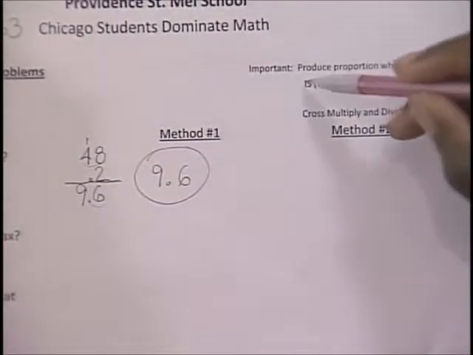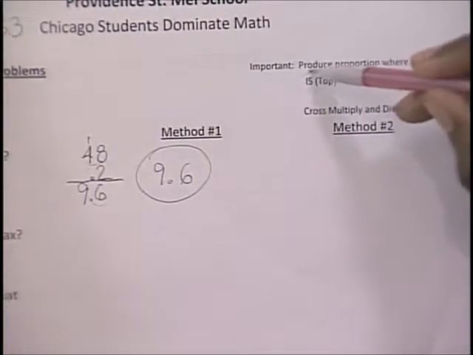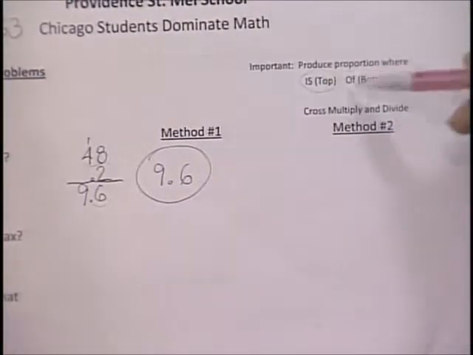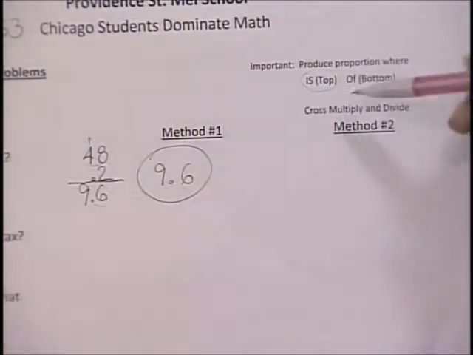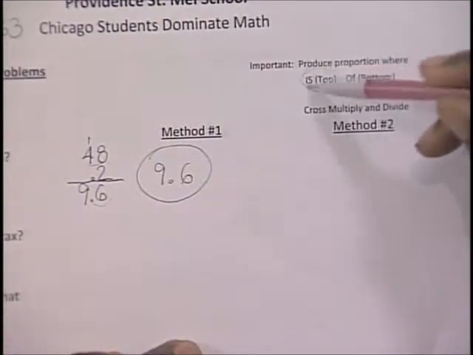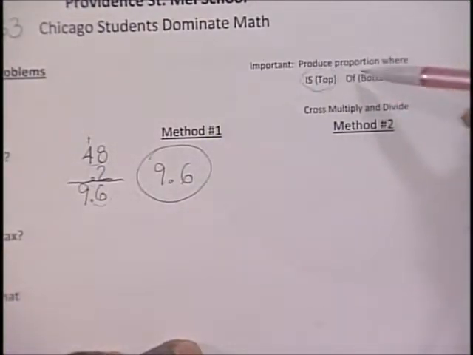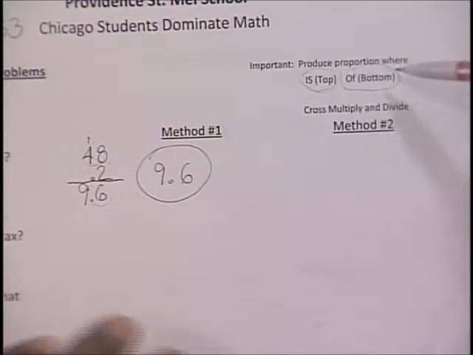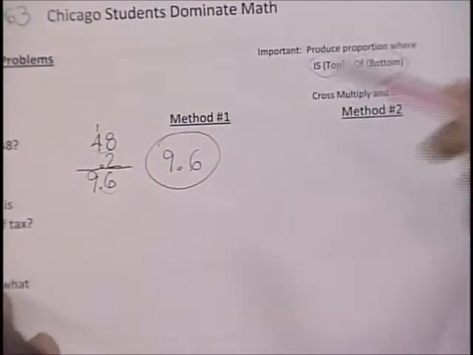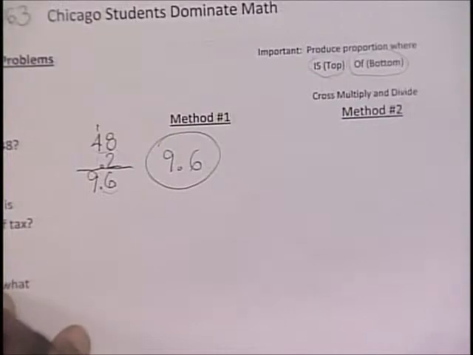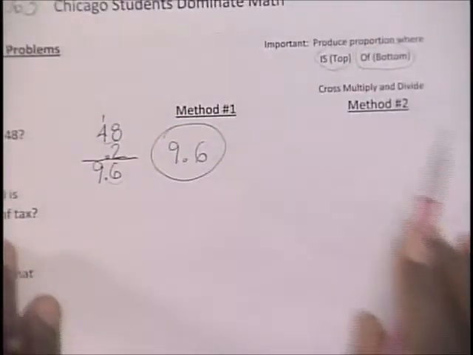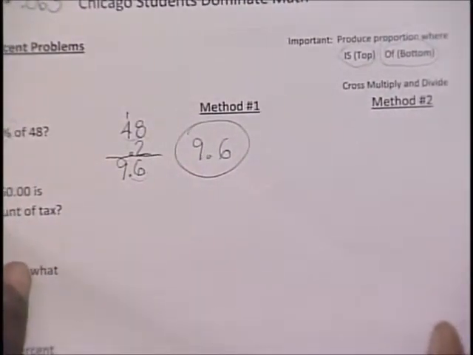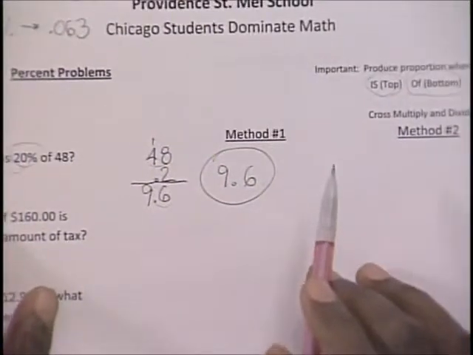Think of "is top." We're going to set up a proportion where the number associated with "is" is going to be on the top, and the number associated with "of" is on the bottom. Just think of the words "is top." That'll help you remember. Once again, the number associated with "is" goes on the top, and the number associated with "of" goes on the bottom.